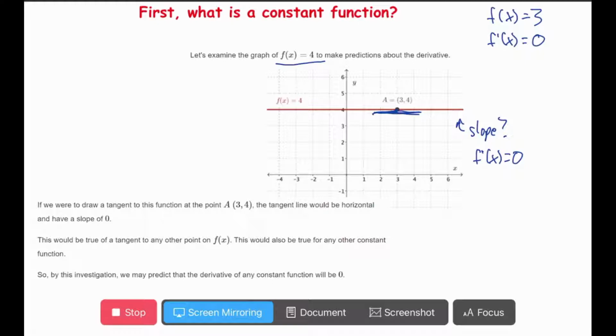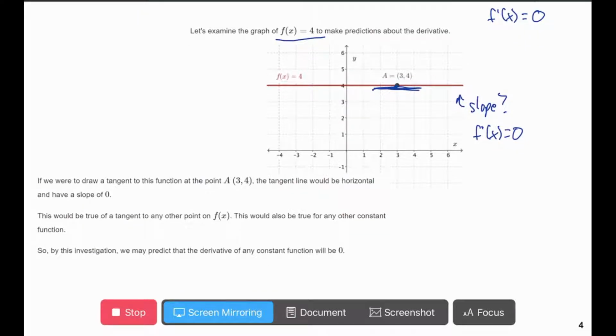This would be true of a tangent to any point on f of x. This would also be true for any other constant function. So by this brief investigation, we may predict that the derivative of any constant function will be 0. So as soon as I see a function that's just y equals some number, I know that the derivative is going to be 0.